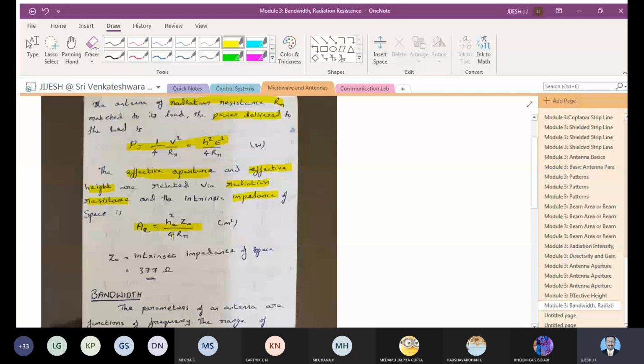Z naught is called the intrinsic impedance of space and it is 377. It is a known value for you. Intrinsic impedance of space is 377. It's a constant and that is Z naught. So you can interrelate effective height with effective aperture as well by using the equation A_e is equal to h_e square Z naught divided by 4R_R.